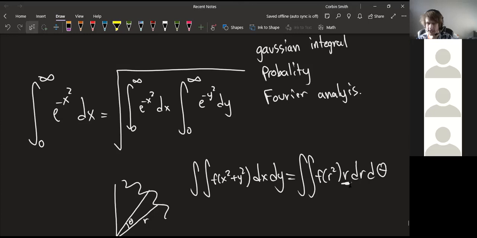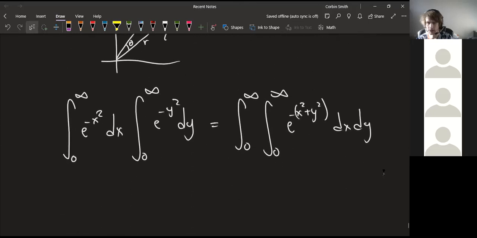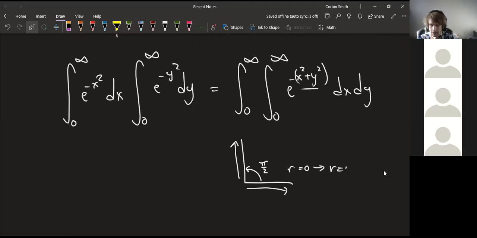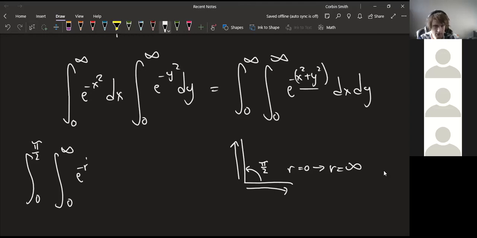It goes from dx dy to r dr d theta. However, we now have an x squared plus y squared here, which puts us in perfect position to replace that with an r squared. If we think about where we're integrating from, we're integrating over the whole first quadrant. So in polar coordinates, we have an angle of pi over 2, and the radius is from 0 to infinity. So our new integral is 0 to pi over 2, integral 0 to infinity, e to the minus r squared r dr d theta.